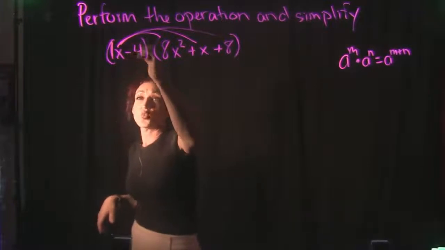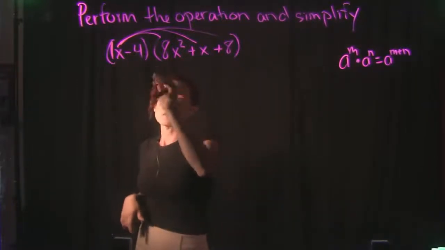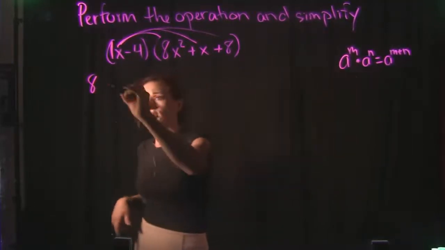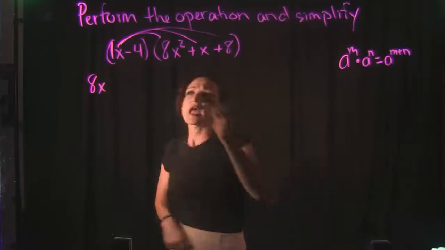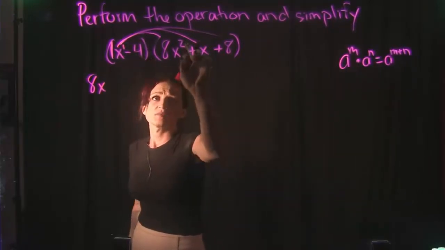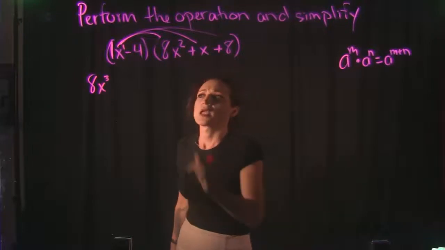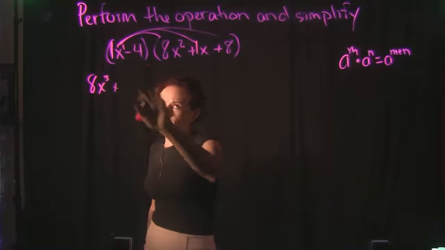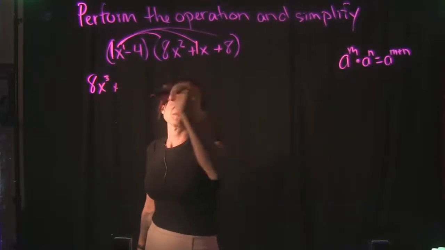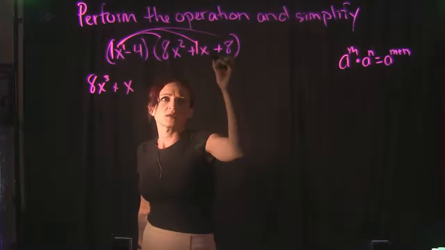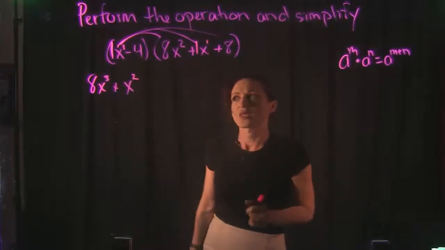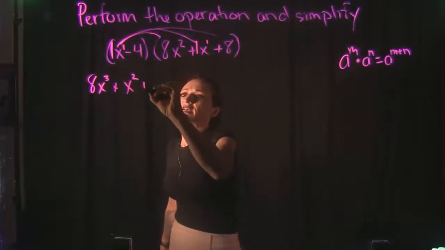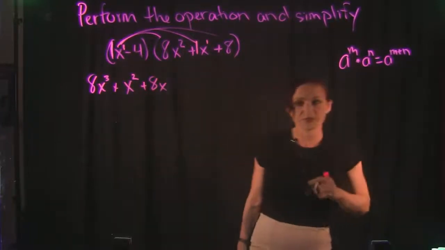So technically this is a 1 in front of the x. 1 times 8 is 8. X times x squared. This is the product rule that says keep x, add your exponents. So 1 plus 2 is 3. X times x, so that's a 1 times a 1, which is just a 1, which we don't need to write. And then x times x, so keep x, 1 plus 1 is 2. And then x times an 8, or 8 times x, is just an 8x.